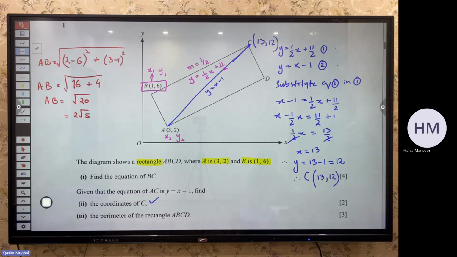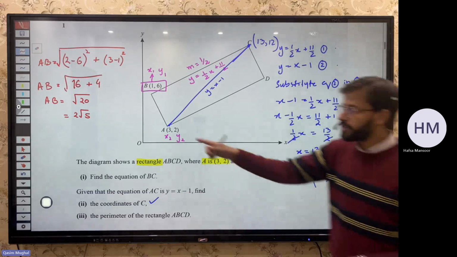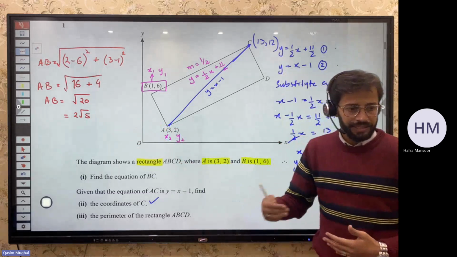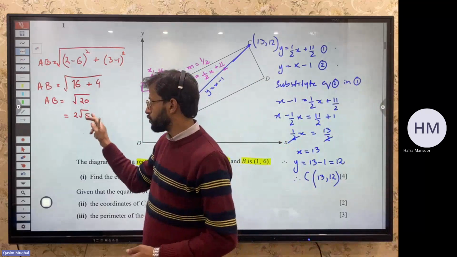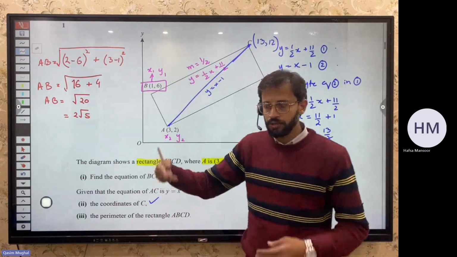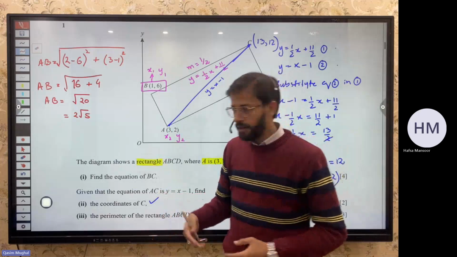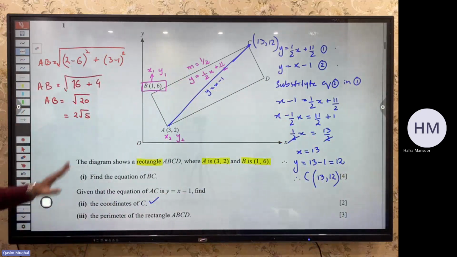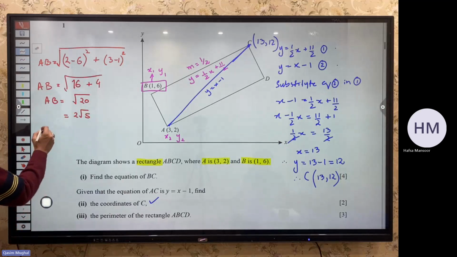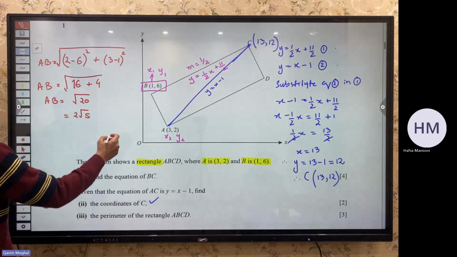Clear. 2 root 5. So I'm not going to convert into the decimal as of yet. I'll leave it in the exact value form because this is the root of 5. Inside the root you have a non-square number, so it is going to give you a non-terminating and non-recurring number, irrational number है. तो हमें round off नहीं करना, अभी हमें exact form में रखते हैं. अच्छा, AB आपके पास आ गया 2 root 5.